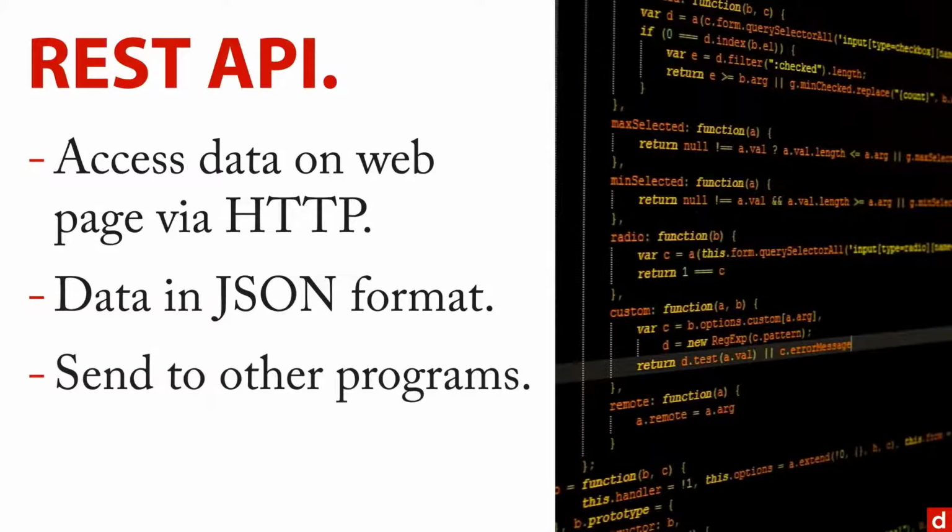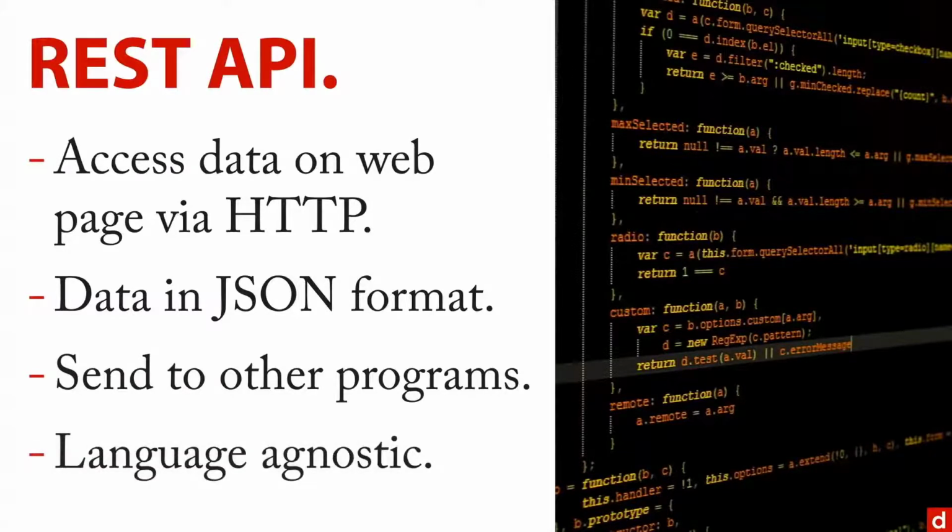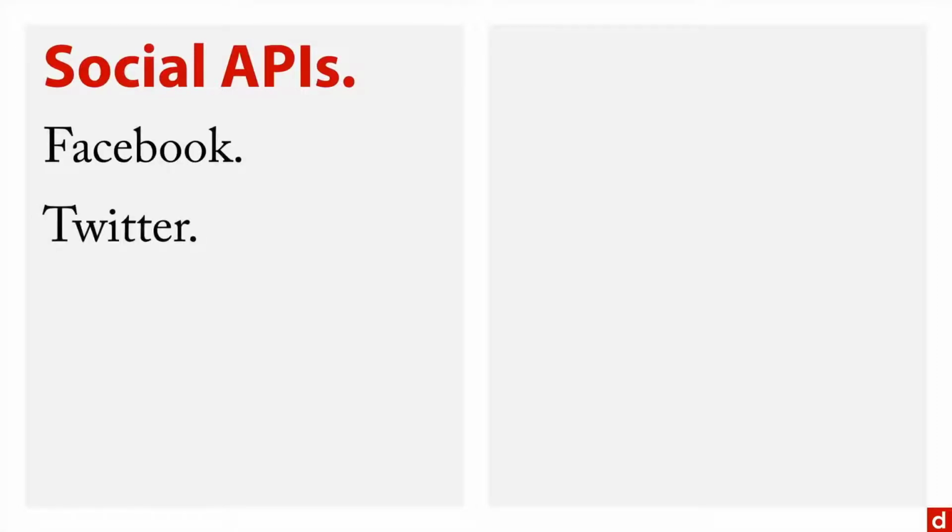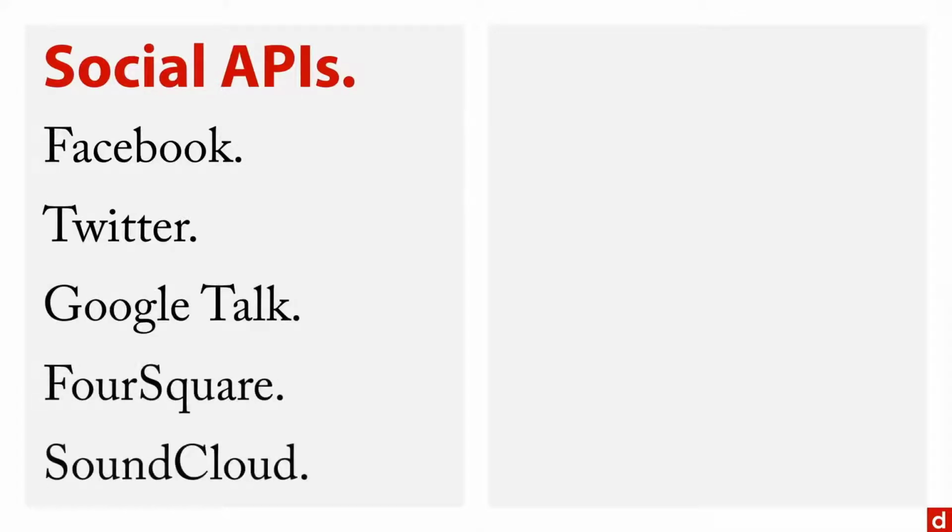And the nice thing about REST APIs is that they're what's called language agnostic, meaning any programming language can call a REST API, can get data from the web, and can do whatever it needs to with it. Now, there are a few kinds of APIs that are really common. The first is what are called social APIs. These are ways of interfacing with social networks. So for instance, the most common is Facebook. There's also Twitter. Google Talk has been a big one, and Foursquare as well, and then SoundCloud. These are on lists of the most popular ones.